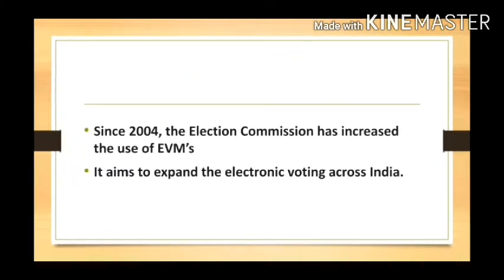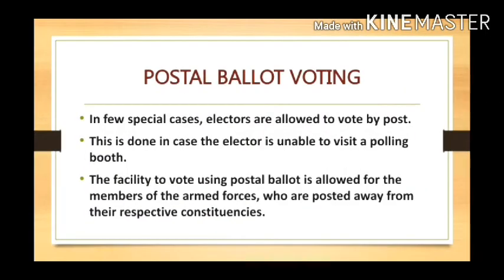Since 2004, the Election Commission has increased the use of EVMs. It also aims to expand electronic voting across India. Another type of voting is postal ballot voting. In a few special cases, the electors are allowed to vote by post. This is done in case the elector is unable to visit a polling booth.